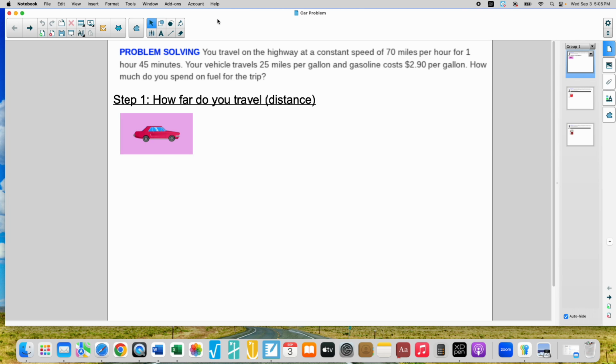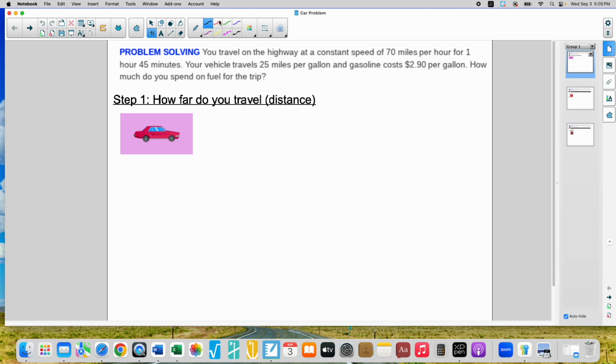It says you travel on the highway at a constant speed of 70 miles per hour for 1 hour and 45 minutes. Your vehicle travels 25 miles per gallon and gasoline costs $2.90 per gallon. Don't we wish? How much do you spend on fuel for the trip? So the first thing we have to do, step one, is how far do you travel?